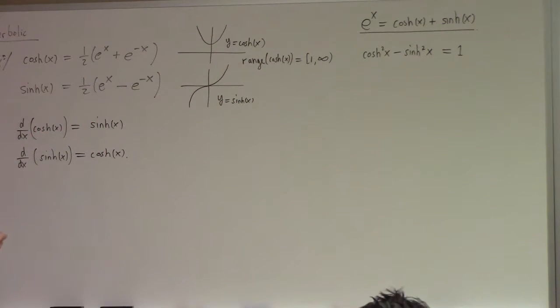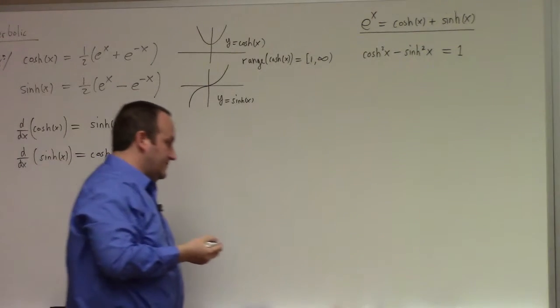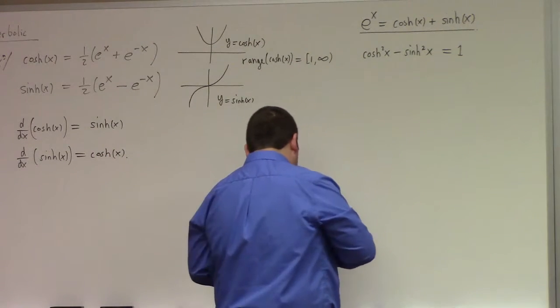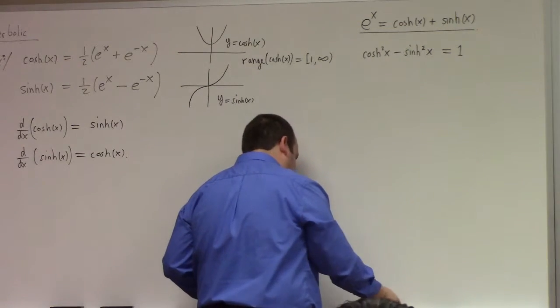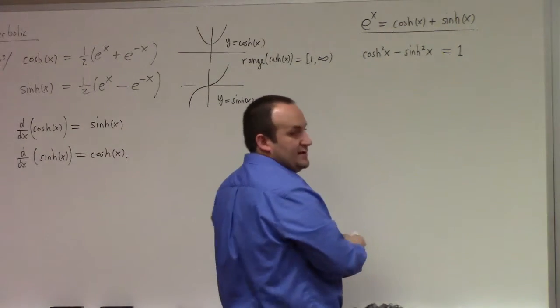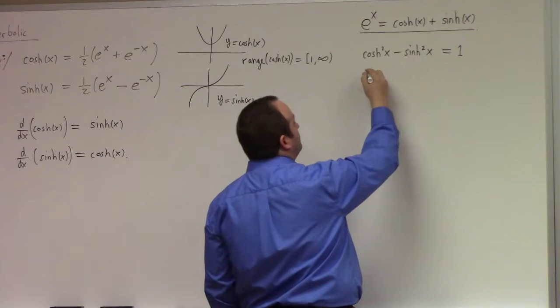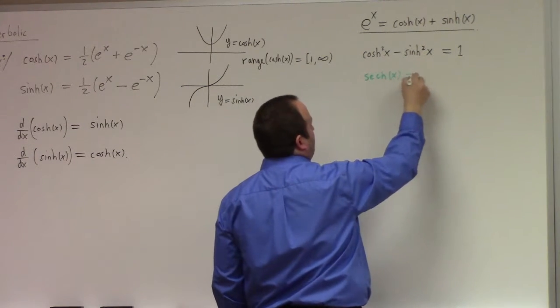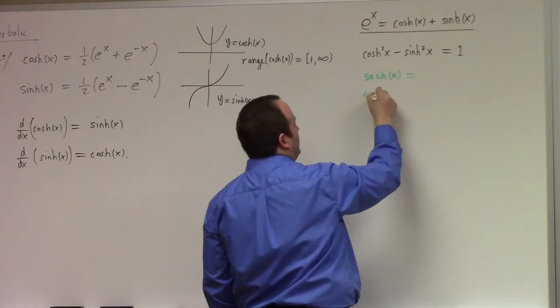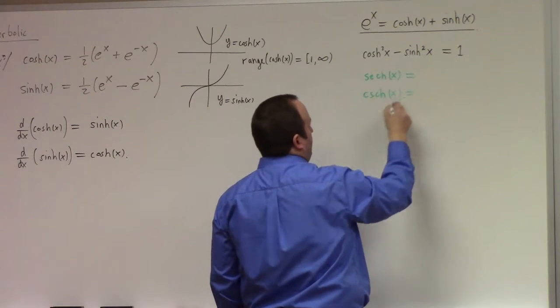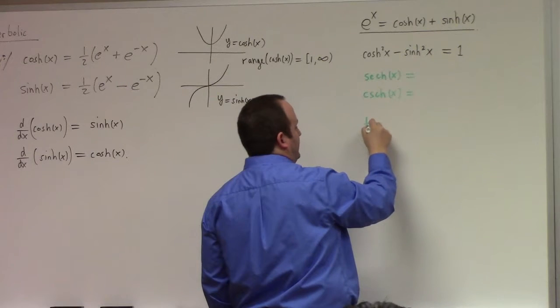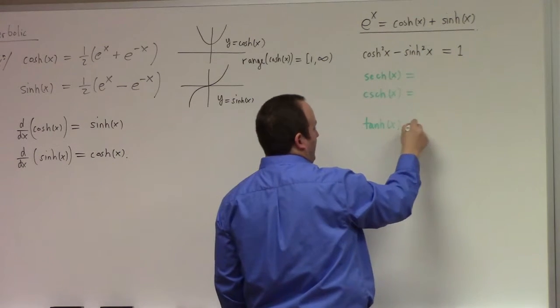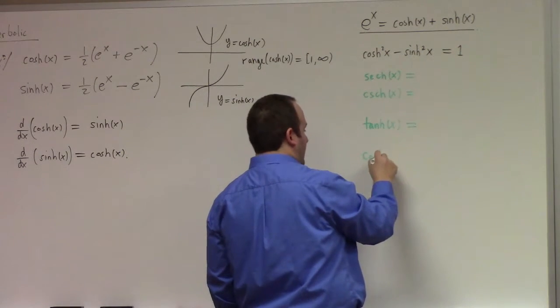Now, let me add some new wrinkles here. We can also talk about hyperbolic tangent, hyperbolic cotangent, hyperbolic secant, hyperbolic cosecant, and guess how they're going to be defined? Hyperbolic secant of x, hyperbolic cosecant of x, hyperbolic tangent of x, hyperbolic cotangent of x. How are these going to be defined?